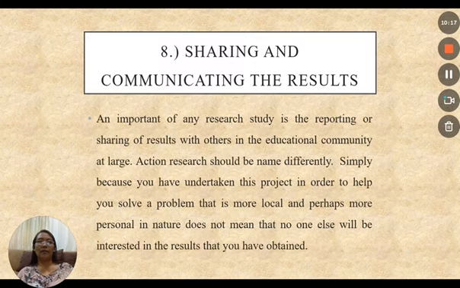Then we have number 8, sharing and communicating the results. An important part of any research study is the reporting or sharing of results with others in the educational community at large. Action research should not be named differently, simply because you have undertaken this project in order to help you solve a problem that is more local and perhaps more personal in nature. That does not mean that no one else will be interested in the results that you have obtained.